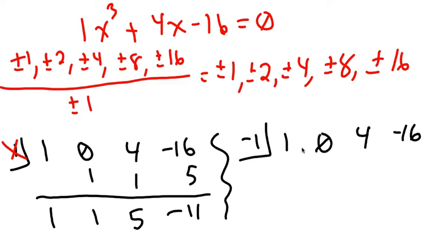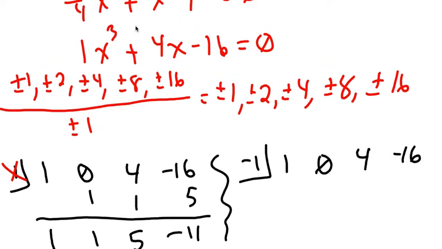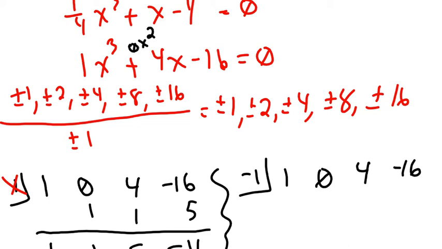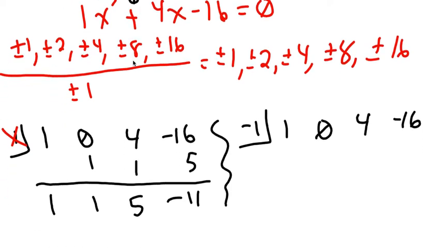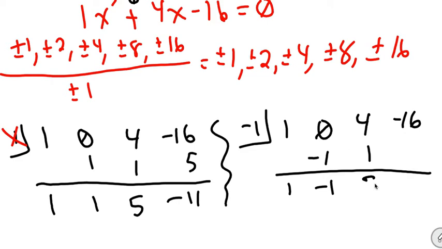So 1, why do I have a 0 there? Because there is a 0x squared. Remember, if you're missing a term, you got to fill it in with a 0. So there's a 0x squared in there. So that's where that's coming from. So I bring down the 1 times negative 1 is negative 1. 0 minus 1 is negative 1 times negative 1 is 1. 4 times 1 is, I'm sorry, no, add, sorry. Let me back up. 4 plus 1 is 5. 5 times negative 1 is negative 5, which is not 0. That's a negative 21. So negative 1 doesn't work.